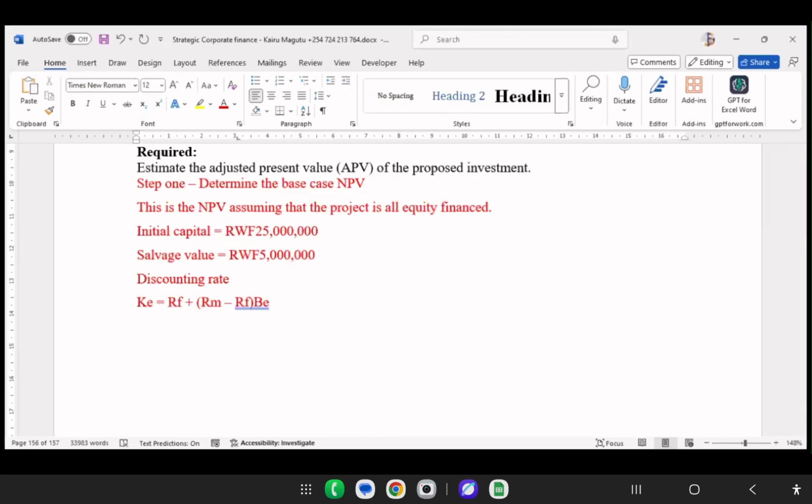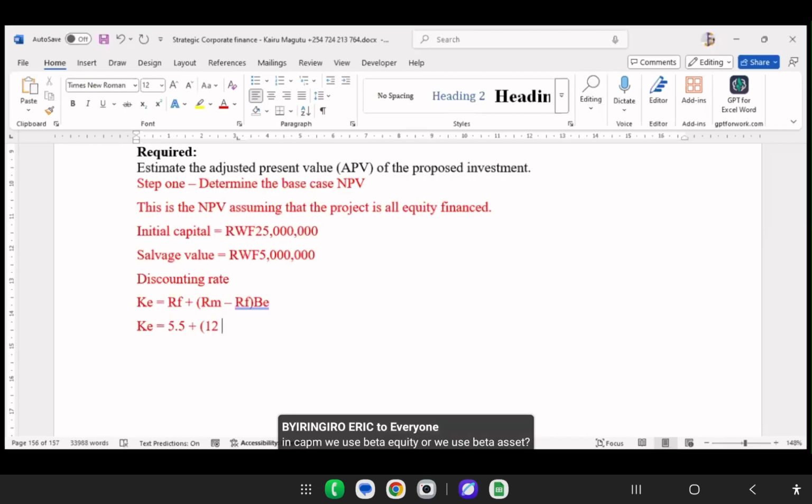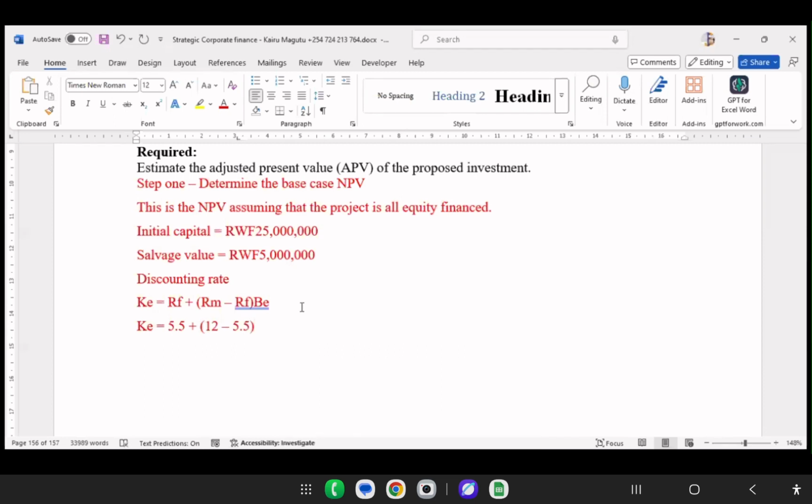We say that the cost of equity is equal to the risk-free rate, which is 5.5. This one we plus the return of the market, which is 12. This we minus 5.5. This we multiply by the beta of equity, which is 0.85. And how much is the cost of equity? How much is the cost of equity? Someone to give me that. And I hope you understood that. Let me see the answers that you are giving, please.